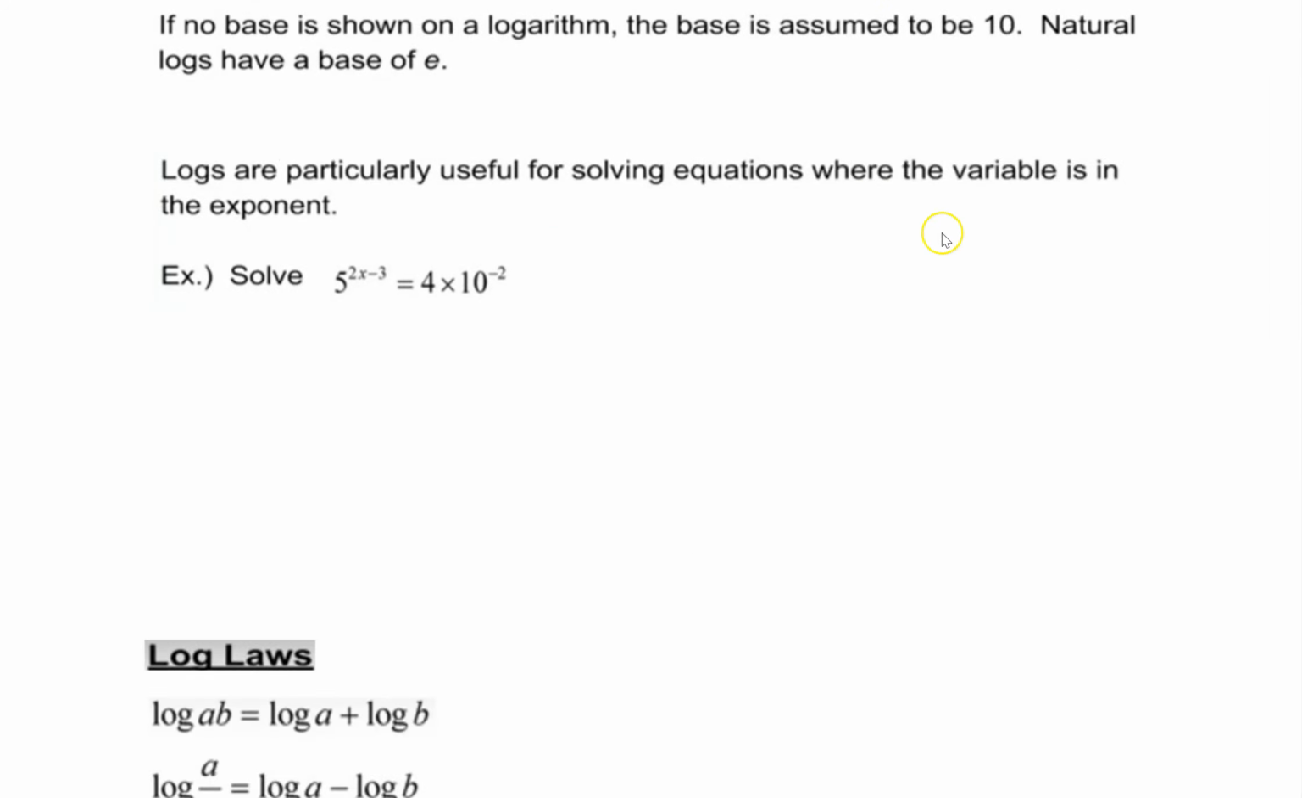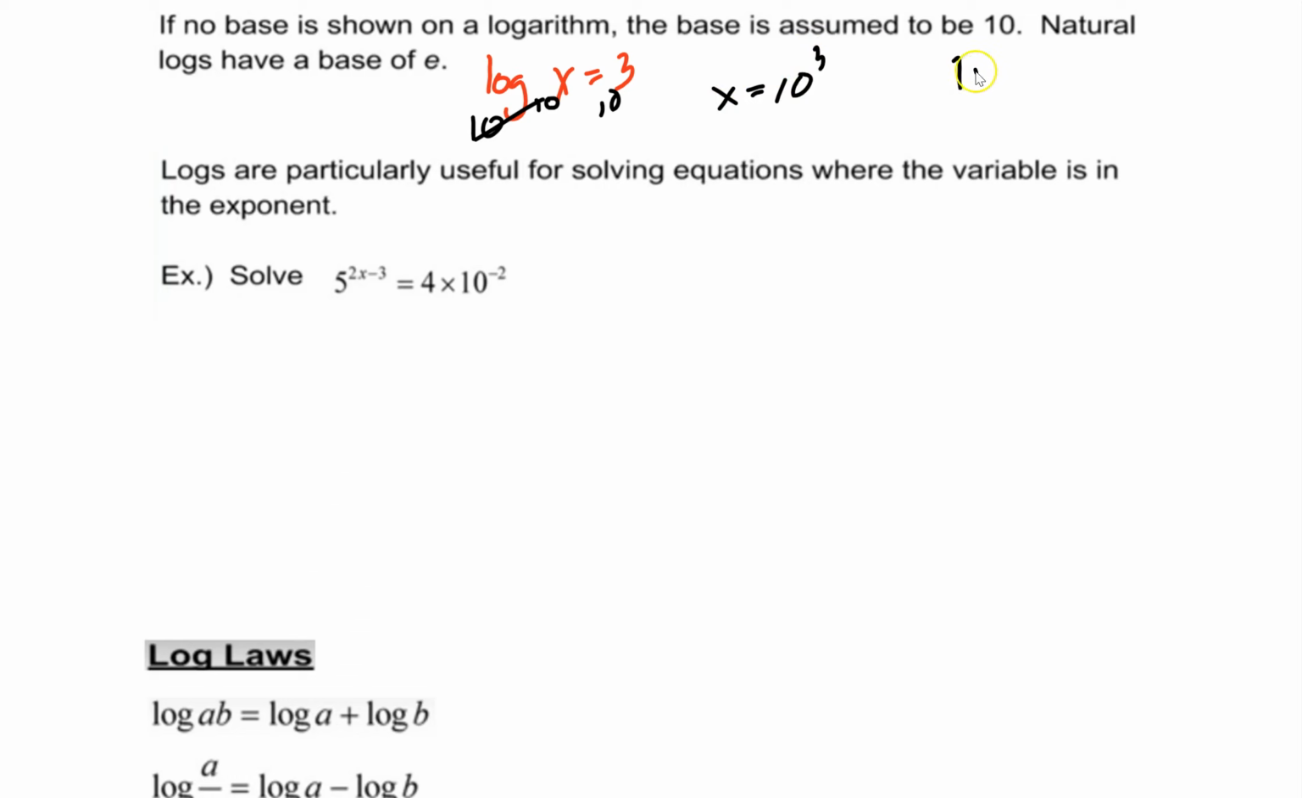Keep in mind, if there's no base, it's base 10, right? Like if I give you this, that's base 10. You don't even say it. That's called the common log, sorry. So it's a 10. You take 10 on both sides. So x equals 10 to the third.